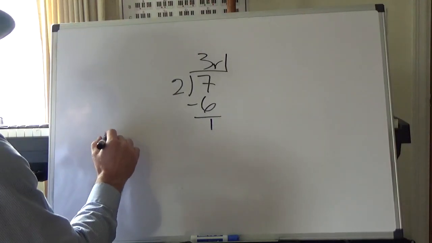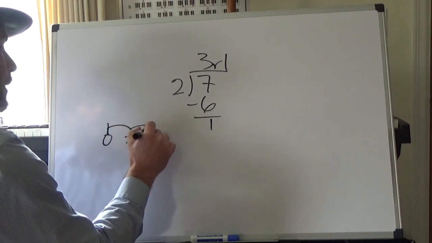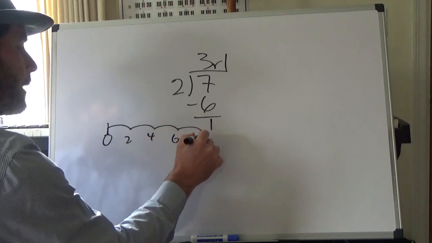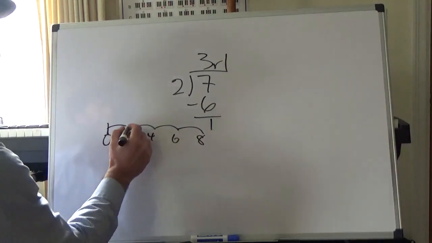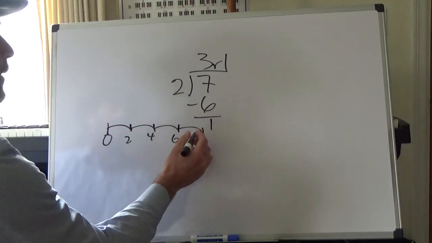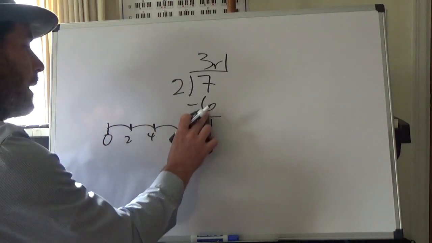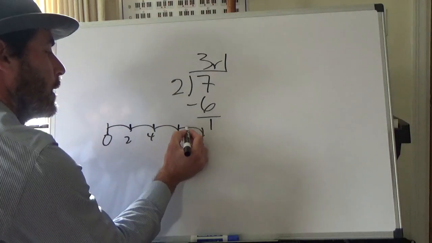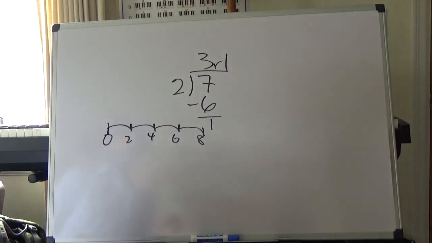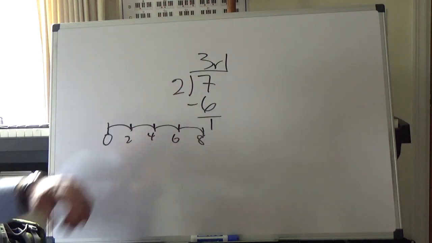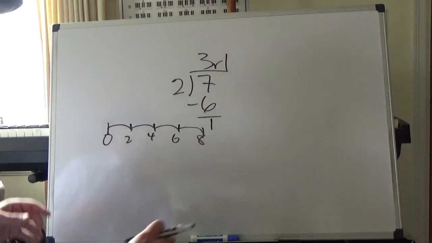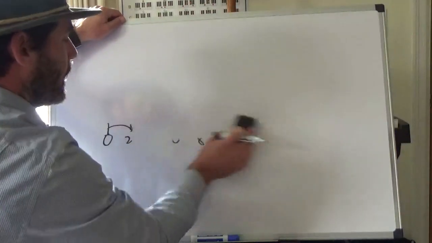Also, if I do this on a number line, 2, 4, 6, 8, did I land on the number 7? Nope, 7 would be about right there. And I didn't land on that because if I skip count by 2's, I will never land on a 7. So 7 is not a multiple of 2. 2 is not a factor of 7. So as you know, division and multiplication are interrelated.